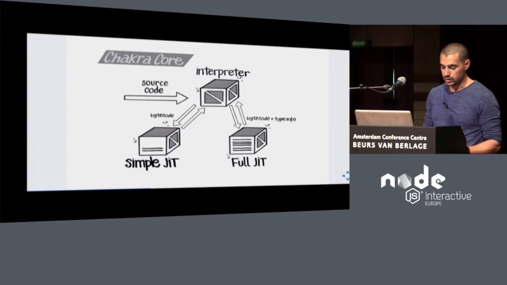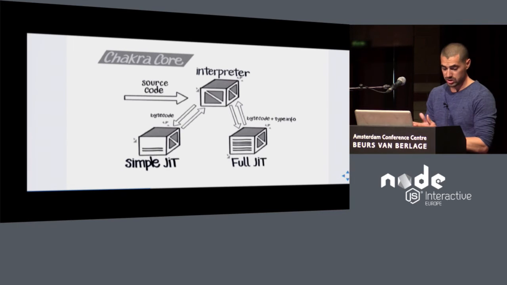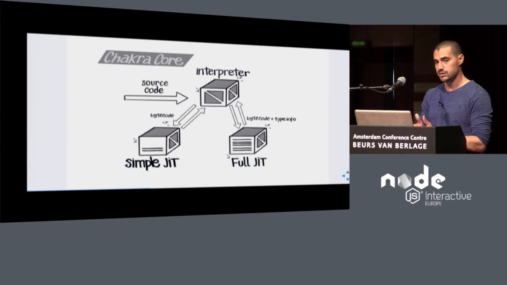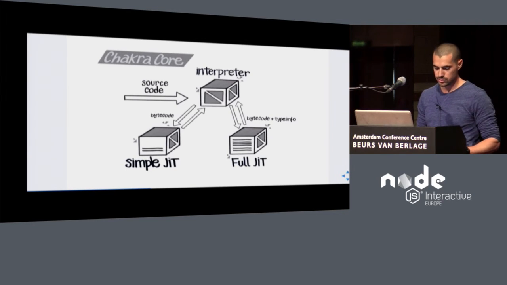ChakraCore, the engine that powers Edge, shares a similar architecture to SpiderMonkey. It has an interpreter, an unoptimizing compiler, and an optimizing compiler. The interesting part is that it can fire additional threads to compile or to run the garbage collector. Say you're running the engine on a four-core CPU. In theory, you could take advantage and parallelize JIT compilation on three of those cores. Both ChakraCore and SpiderMonkey started working on their interfaces to run Node. JIT compilation is not yet enabled on Linux or OS X platforms for ChakraCore, for Chakra Node, but it's on their roadmap.